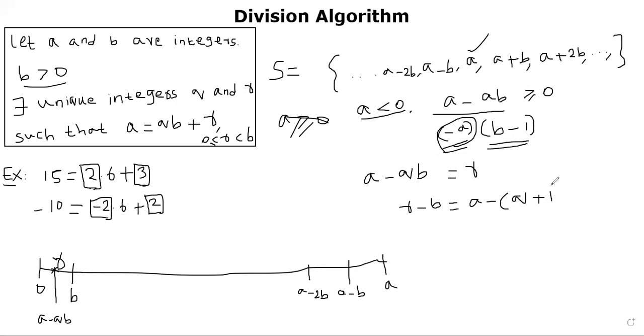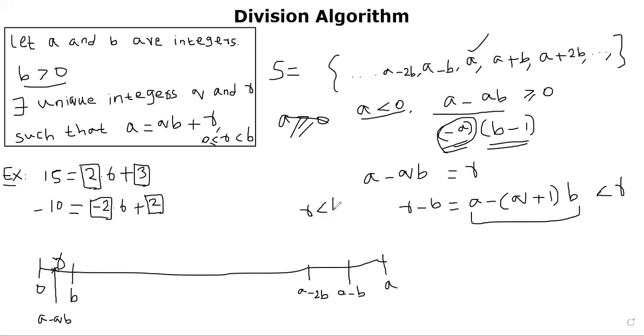Okay, but then we also know that R minus B is smaller than R, because from R you're getting rid of B. That means R minus B must be smaller than R. So what we found out is another number smaller than R, okay? But that's a contradiction. I claim that R is less than B, right? That's the claim. R has to be less than B.